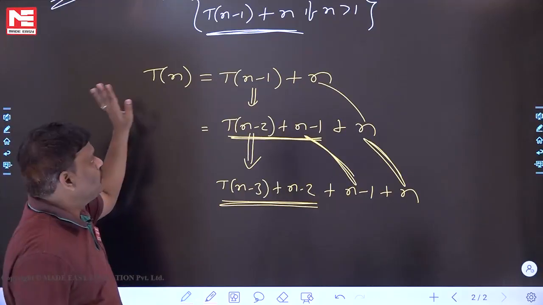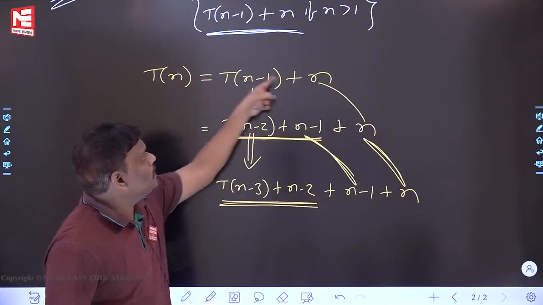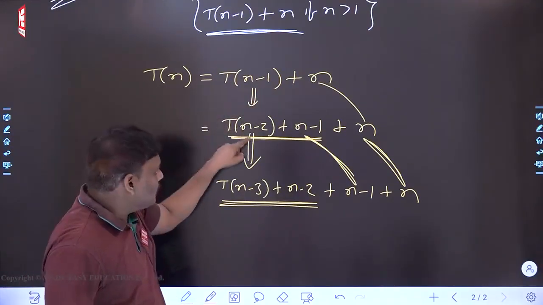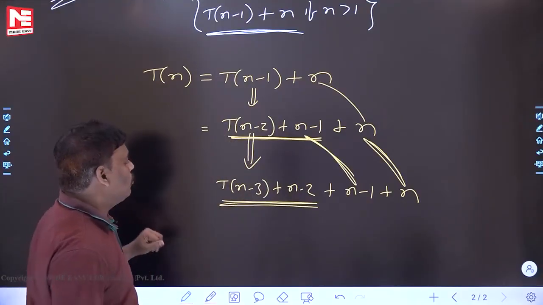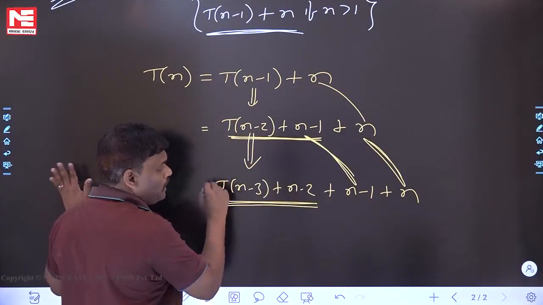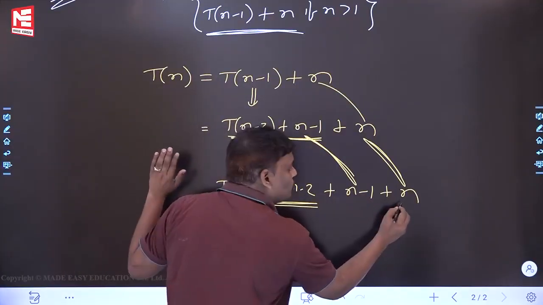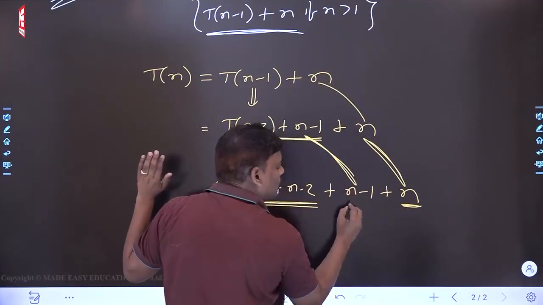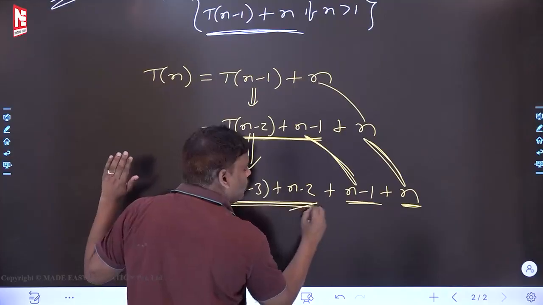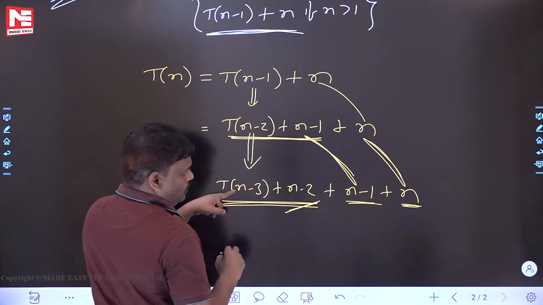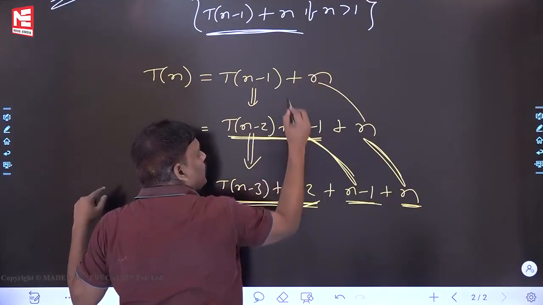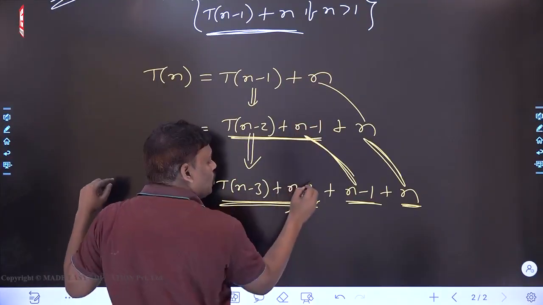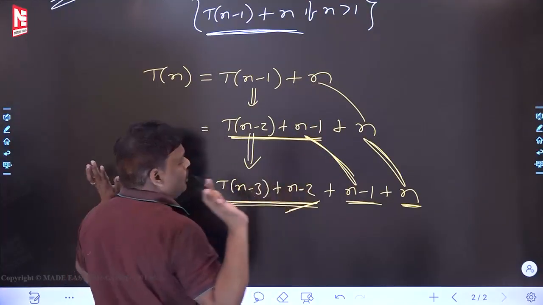I substituted 3 times. Whatever is given is the first time. This is the second time. This is the third time. When you substitute 3 times, 3 non-recursive terms came. First non-recursive term, second non-recursive term, third non-recursive term, and then the recursive term. Every time one non-recursive term comes: first time, first non-recursive term; second time, second non-recursive term; third time, third non-recursive term.